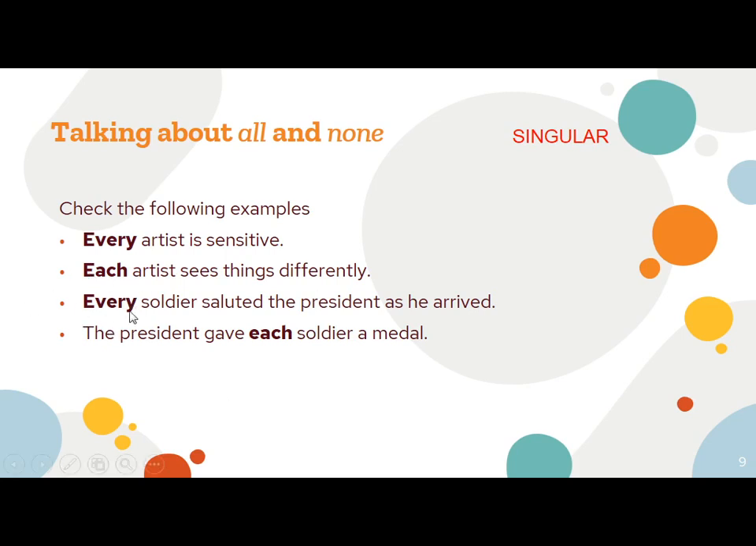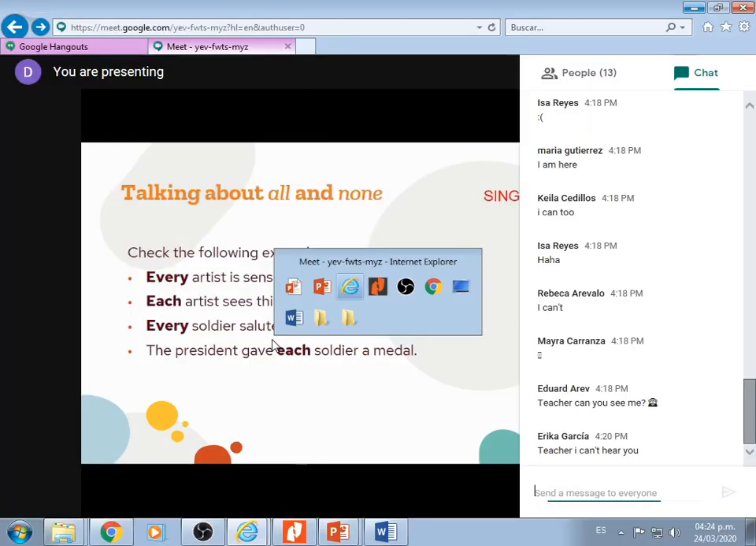If we take the two examples we have here: every soldier saluted the president as he arrived. That means all of them did it, making the emphasis, so that's where we use every. But in the case of the president gave each soldier a medal, we're making even more emphasis. That's something you can use to determine whether to use every or each. If you want to make the emphasis on individual things, you better use each. But if you want to make the emphasis on every single thing, but as a whole, you better use every. Well, I wonder if you have any questions right now, guys. I'm going to move directly to this part.